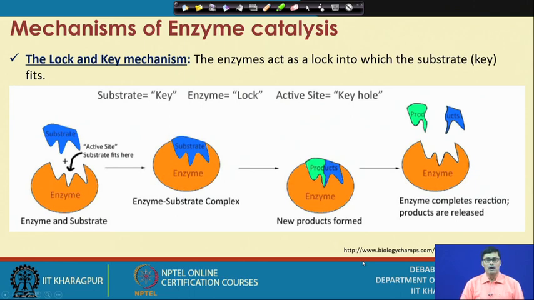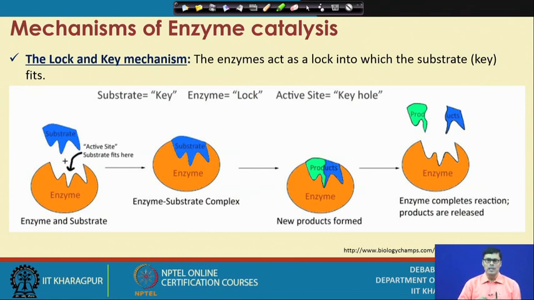Now, the question comes: how do substrate and enzyme interact with each other? There are 3 different hypotheses that can describe how substrate and enzyme can interact with each other. The first hypothesis is the lock and key hypothesis. What is the lock and key hypothesis?